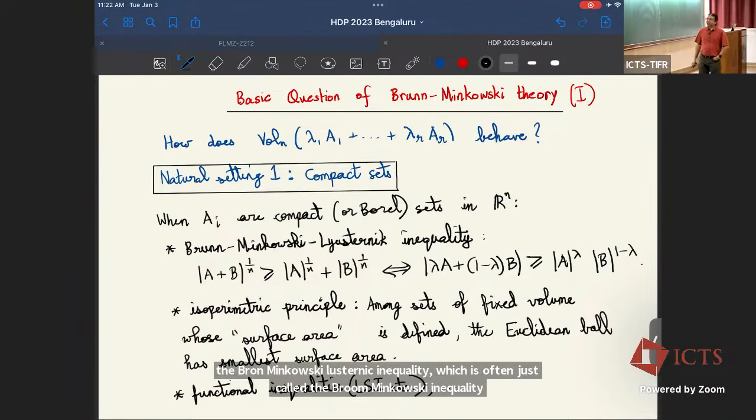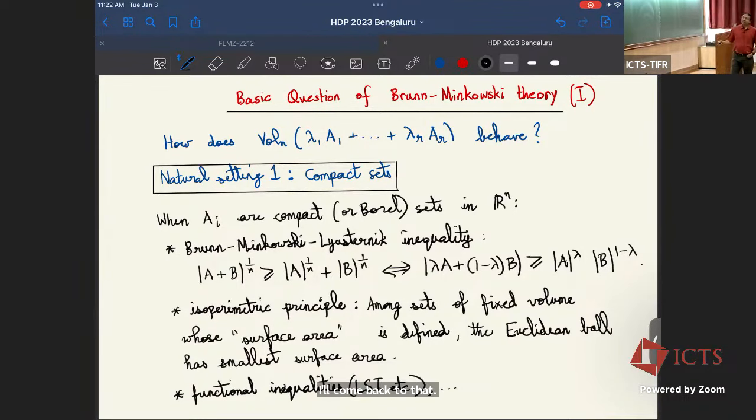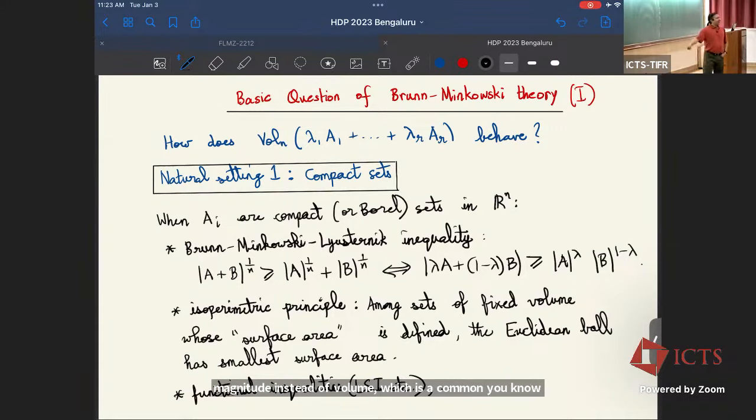I'll come back to that nomenclature in a minute, says that the volume of, I'm sorry, I should have written volume sub n, but I sometimes slip and write magnitude instead of volume, which is a common shorthand for n-dimensional volume. I'm going to try to be careful and write volume sub n because I'll have volume sub n minus one and other things also floating around. So I want to be careful about writing magnitude. But anyway, for now, let's understand this as the n-dimensional volume. The volume of A plus B to the one over n is super additive, right?